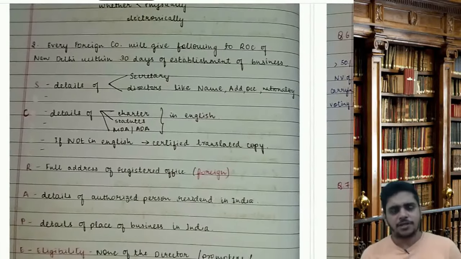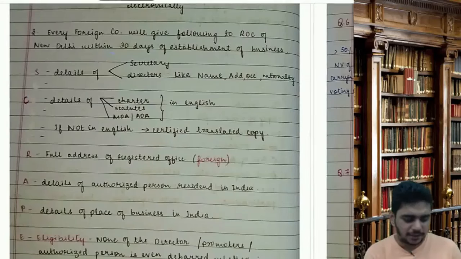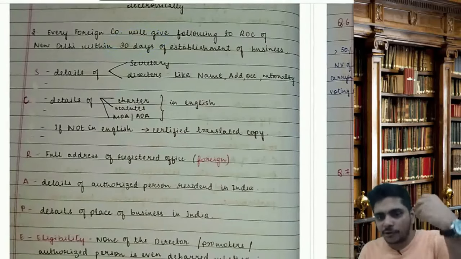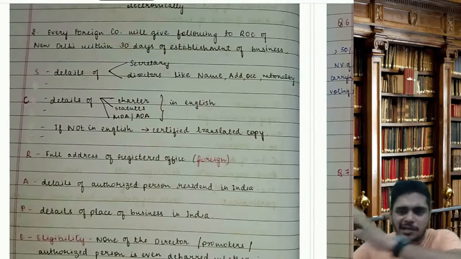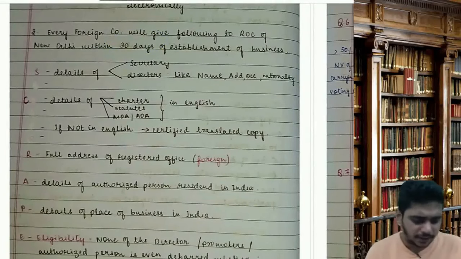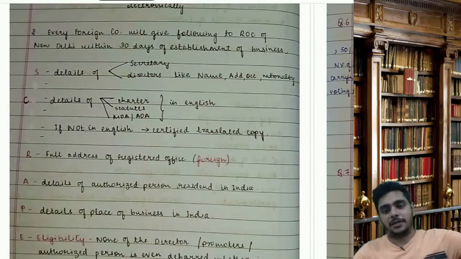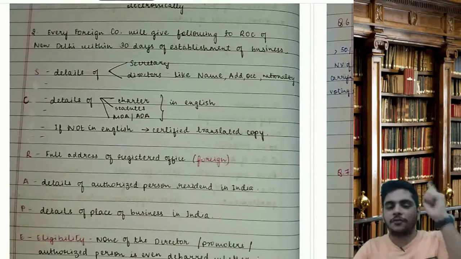Every foreign company shall give the following details to the ROC of New Delhi within 30 days of establishment. So in India, if a foreign company is coming, wherever you are doing business, in Chennai, Bangalore, Calcutta, wherever, within 30 days of establishment of business, you have to submit the documents to the ROC of New Delhi. So for you, your state's ROC is not applicable. For a foreign company, the ROC is of New Delhi.